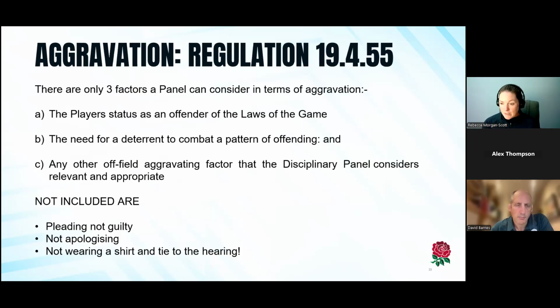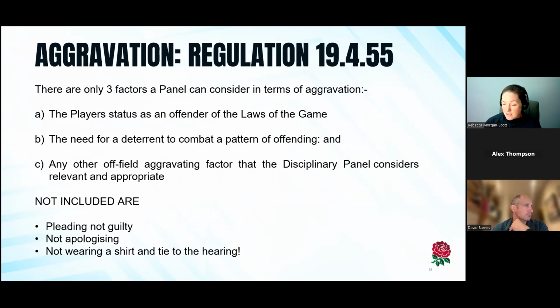The final piece of the puzzle then is aggravation. And there are only 3 factors the panel can consider here. It's a really short list. So the first one would be the player's status as an offender of the laws of the game. You have to have a really bad record to be able to tick this box.